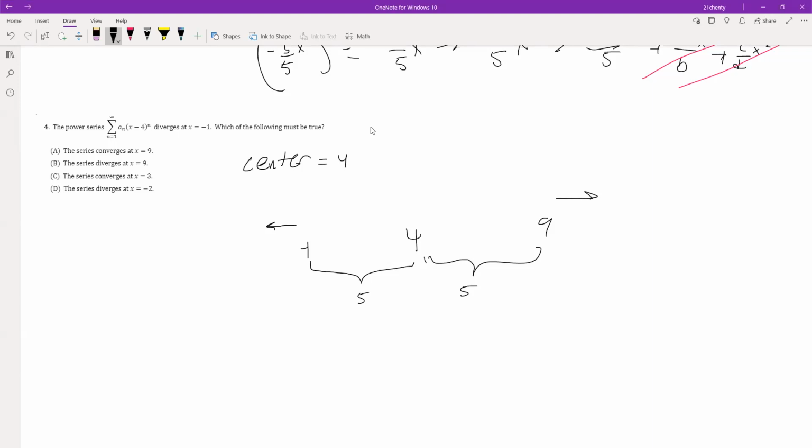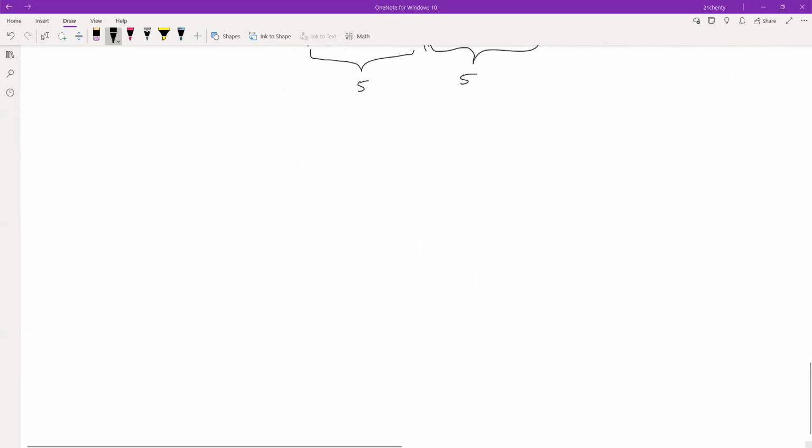We don't know if the series converges at 3. The radius of convergence could be 2 or anything less than 5. But we are certain that the series diverges at x equals negative 2 because that is less than negative 1. So D is correct there.